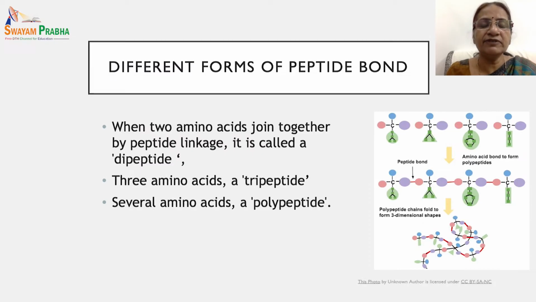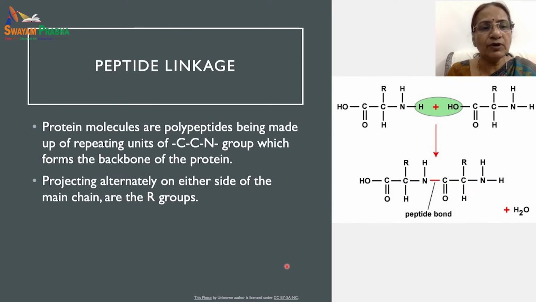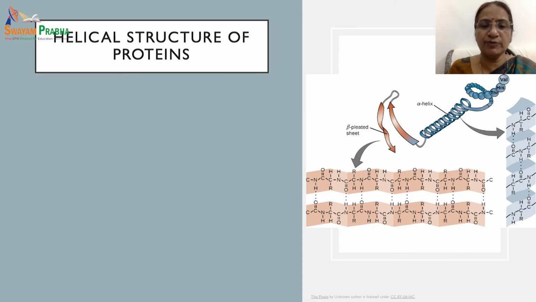Now let us study different forms of peptide bond. When two amino acids join together by a peptide linkage, it is called a dipeptide. One having three amino acids is a tripeptide, and one containing several amino acids is a polypeptide. Now protein molecules are polypeptides, being made up of repeating units of the CCN group, which forms the backbone of the protein. Projecting alternately on either side of the main chain are the R groups.